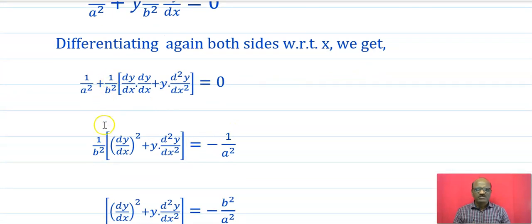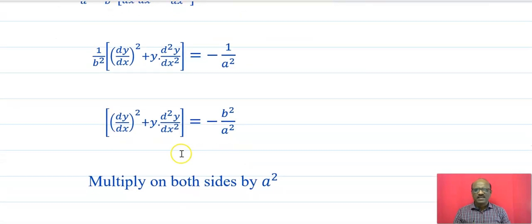Therefore, see this here, 1 upon b square in bracket dy by dx into dy by dx, that is the dy by dx bracket square plus y into d2y by dx square bracket complete, that is equals to minus 1 upon a square. Therefore, in square bracket dy by dx bracket square plus y into d2y by dx square is equals to minus b square upon a square.